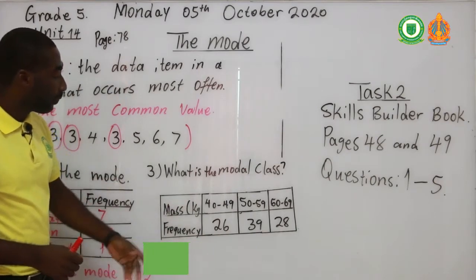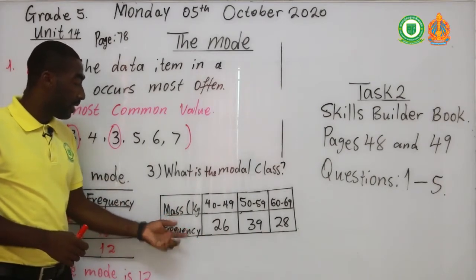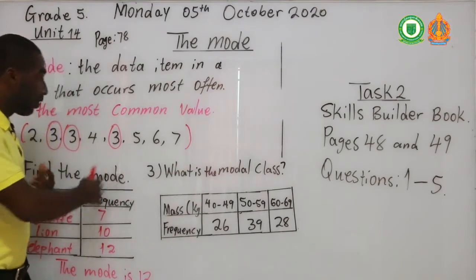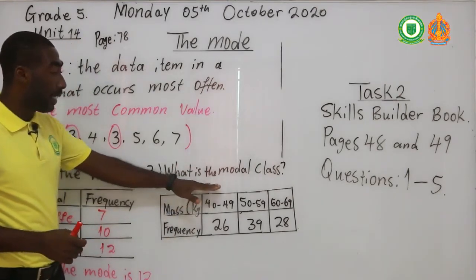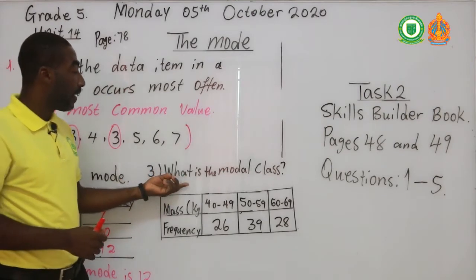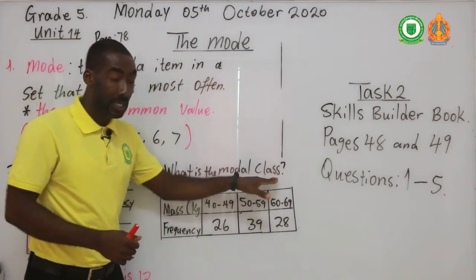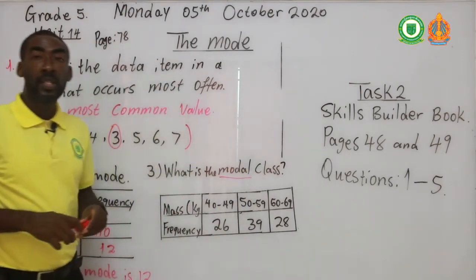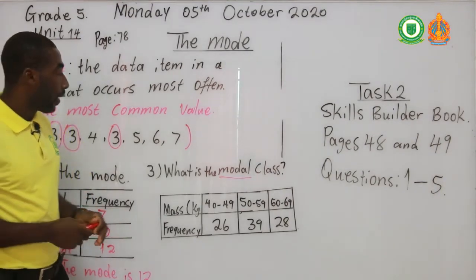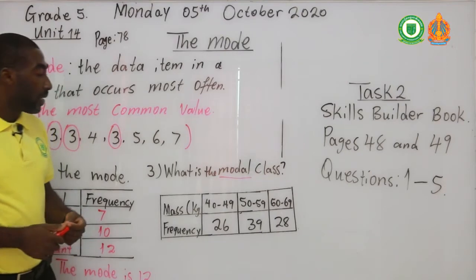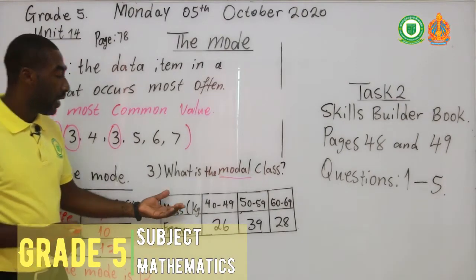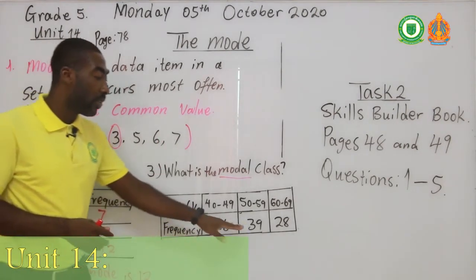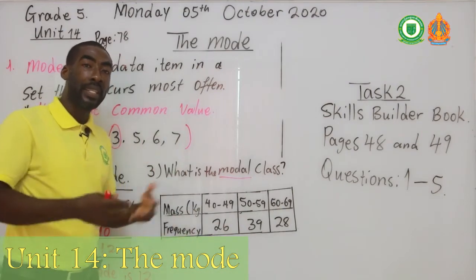In this example, we're not going to use the frequency, but we're going to use the mass to explain the difference between these two questions. In this last example, we are asked to find what is the modal class, okay? So whenever you see the word modal, it means mode also. But in this category, we'll be concentrating more on the items or the class that we are dealing with, instead of just writing the highest number that we find.